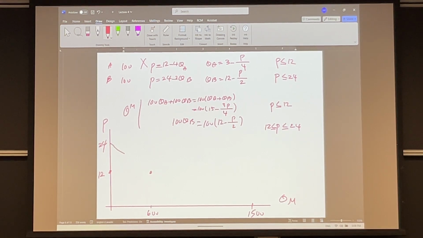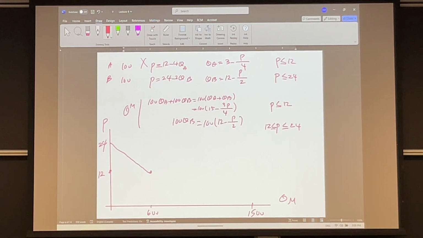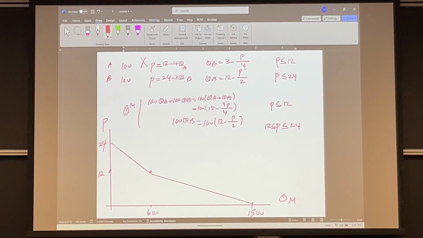That is our market. Demand, which is kinked at 12, because when the price goes above 12, A will leave the market. Make sense? Only B is in the market. Okay.